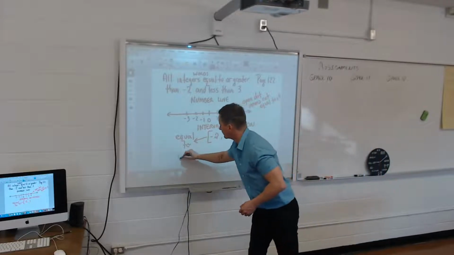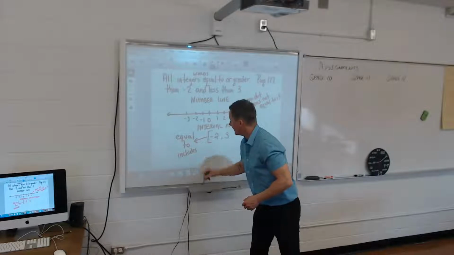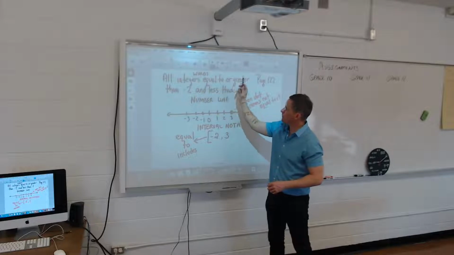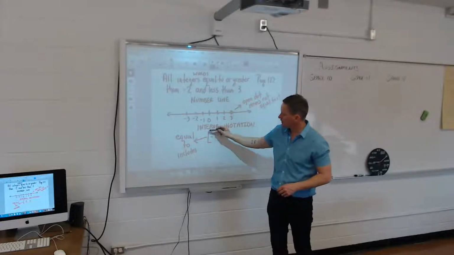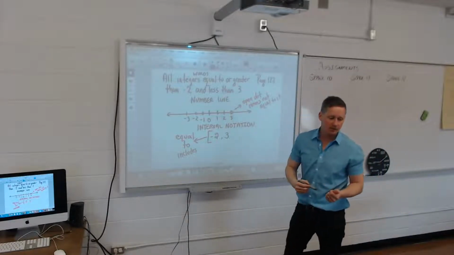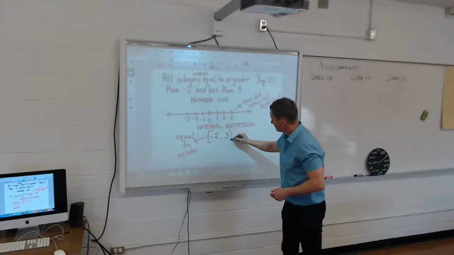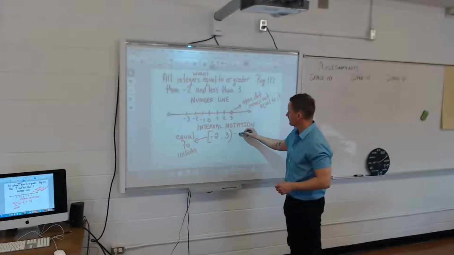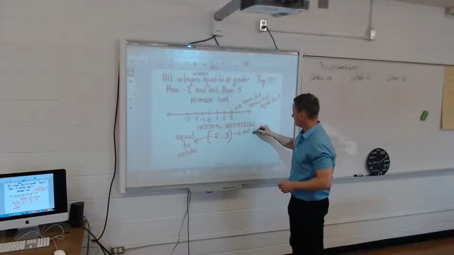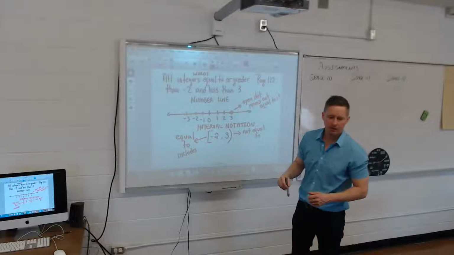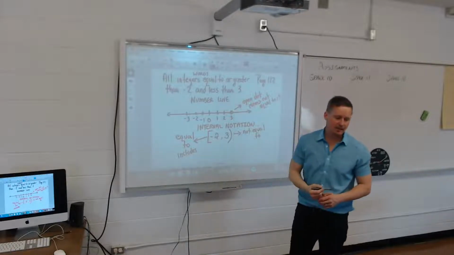I'll also use the word includes. It includes that value. So it says greater than or equal to -2. I have to show that it's equal to that -2. And then to show that it's not equal to, I use a round bracket, so it doesn't include. A square bracket represents equal to. A round bracket represents not equal to.